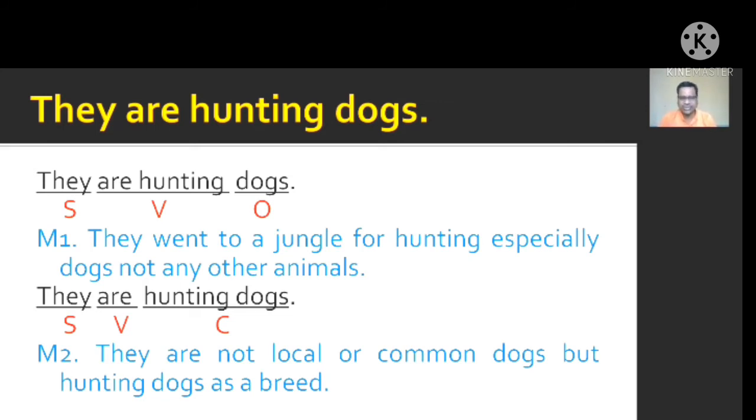Probably they might have gone to a jungle, or they may be hunting in the locality itself, because dogs are creating a lot of nuisance and constantly biting the people, especially the children. That's why they got angry and they started hunting the dogs. So you can have this meaning. They are hunting dogs. It means there are stray dogs in the locality and these dogs are being hunted by them. So this is the possible meaning of the first sentence.